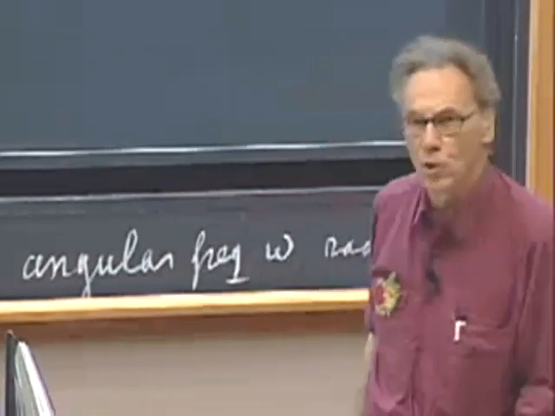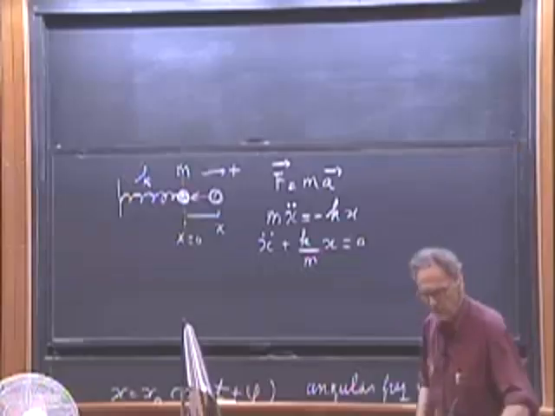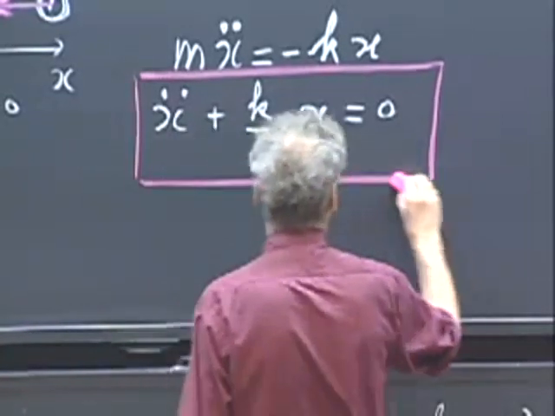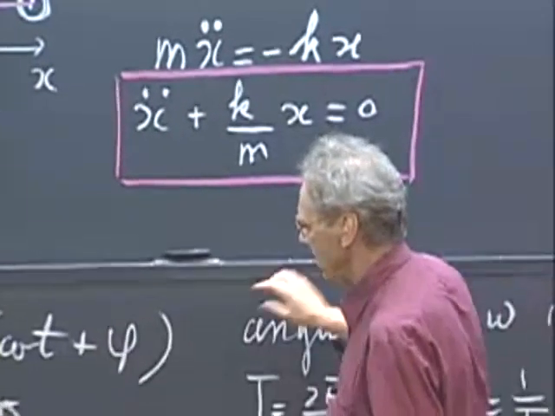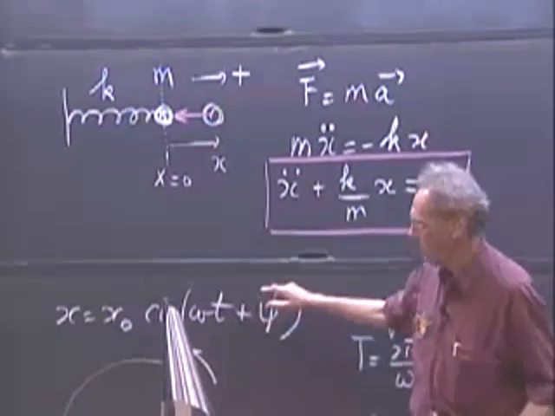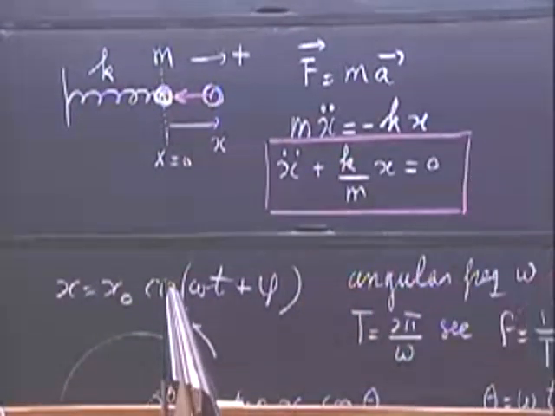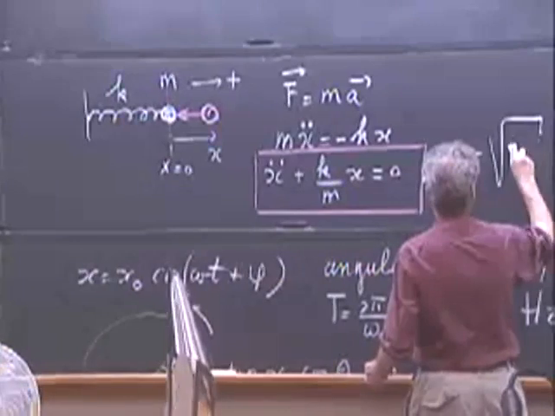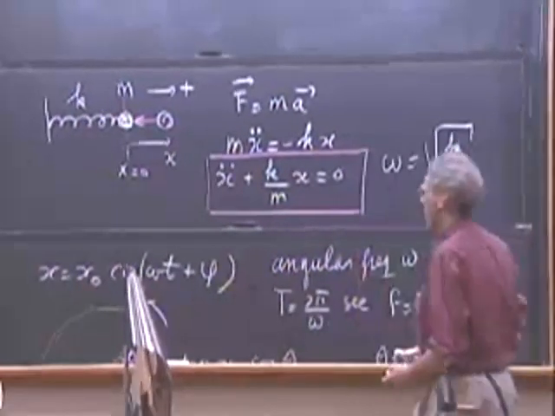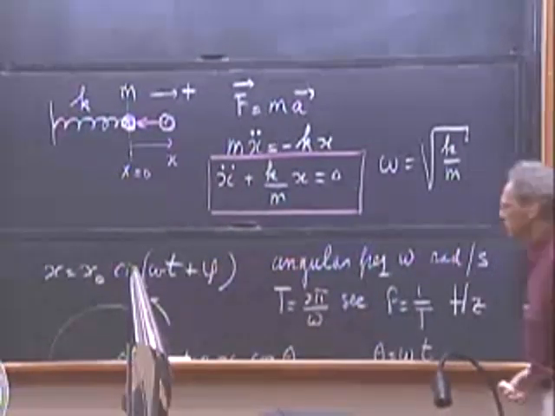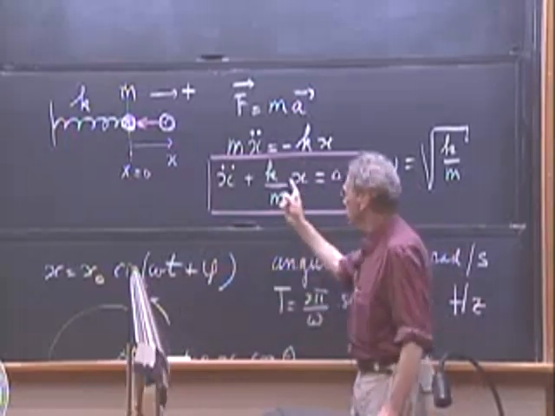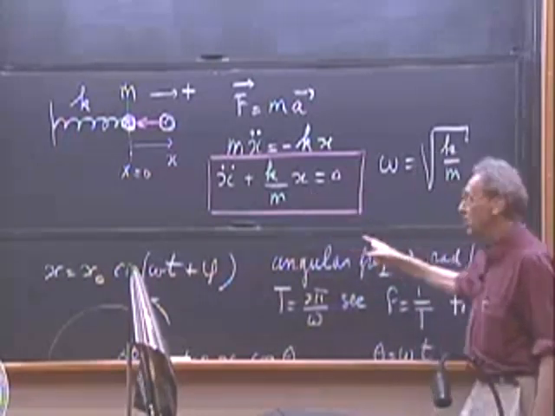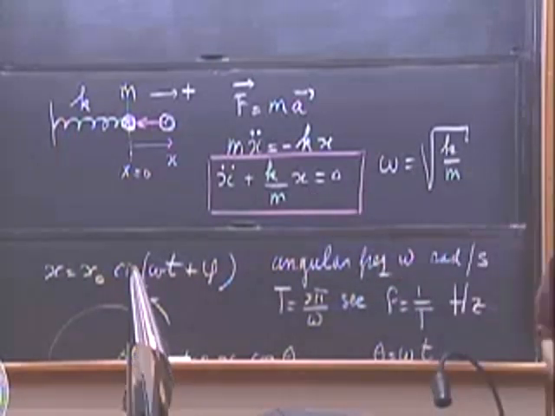And what is the solution to this differential equation? This is a differential equation, x double dot and x. This is the solution. It's a simple harmonic motion, provided that omega is the square root of k over m. So I advise you to take this function, substitute it in here, and you will see that out pops, yes, you can satisfy this equation, provided that omega is the square root of k over m.